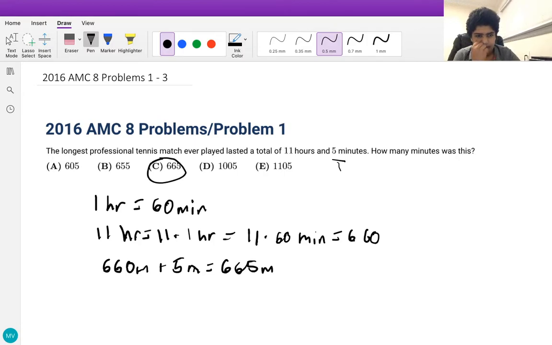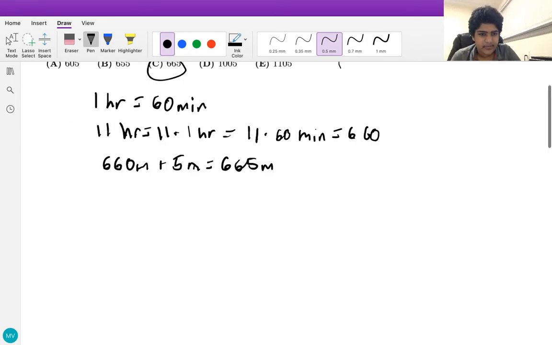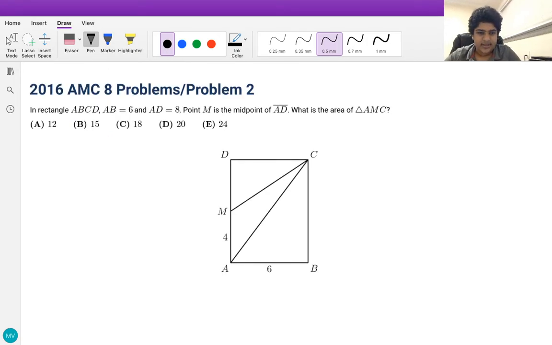Problem 2. In rectangle ABCD, AB equals 6 and AD is equal to 8. Point M is the midpoint of AD. What is the area of AMC? Now, the area of a triangle is base times height divided by 2. Now, since we know the height is DC and the base is MA.